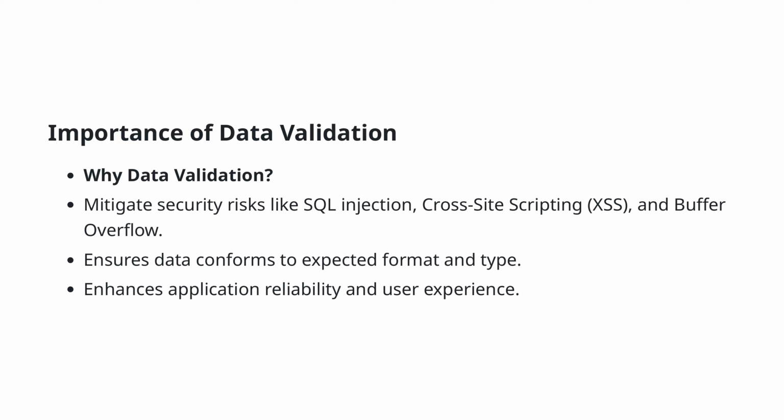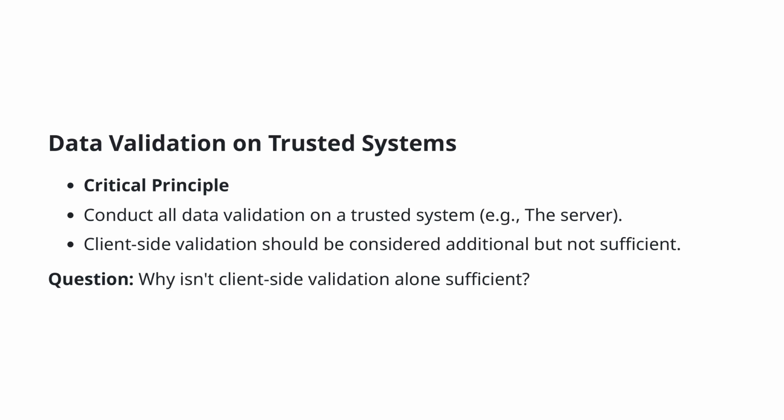Robust data validation mechanisms are essential for preventing unauthorized access and maintaining the integrity of the data that flows through our applications. Moving forward, let's focus on the practice of data validation on trusted systems. This principle emphasizes the necessity of conducting all data validation on a trusted system, typically the server. While client-side validation is valuable for enhancing user experience by providing immediate feedback and filtering out obvious errors, it should not be relied upon as the sole mechanism for ensuring data integrity and security.